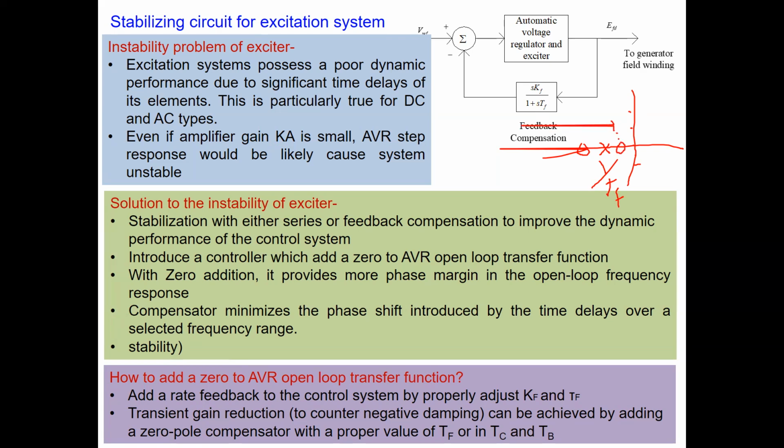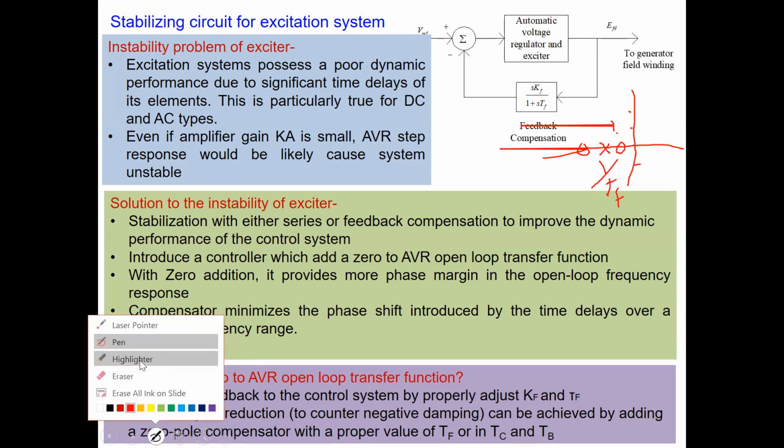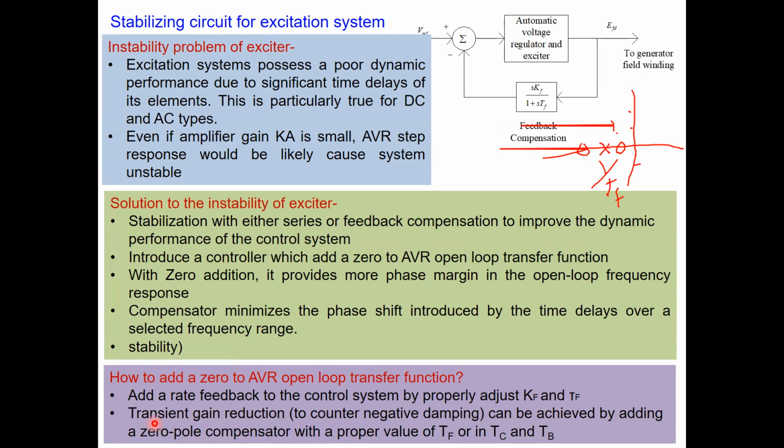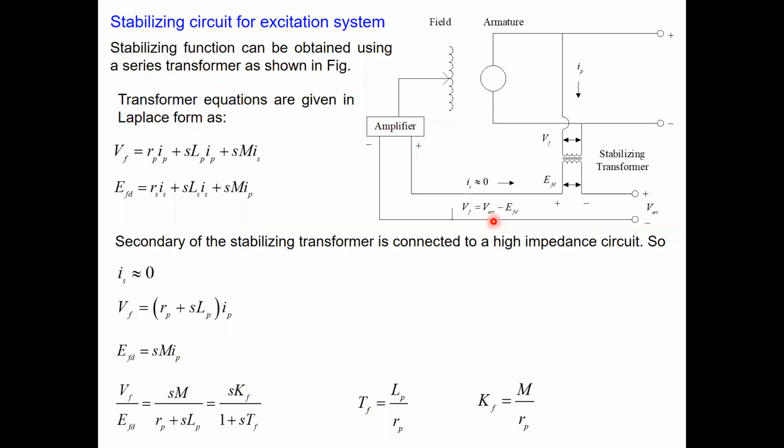That is important here. So the zero location can be adjusted by setting the value of KF and TF here, right? And in some cases, we can provide a transient gain reduction, and that is again a compensator. So we can have a lead lag compensator here. That is also possible in some cases, right? So this is again given in detail for the stabilizing circuit for the excitation system.